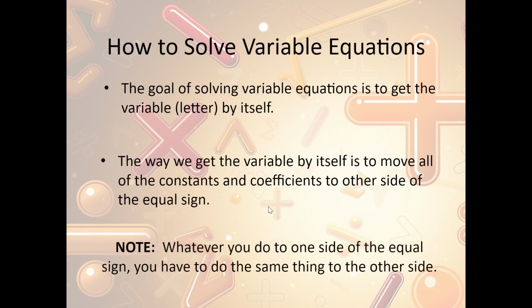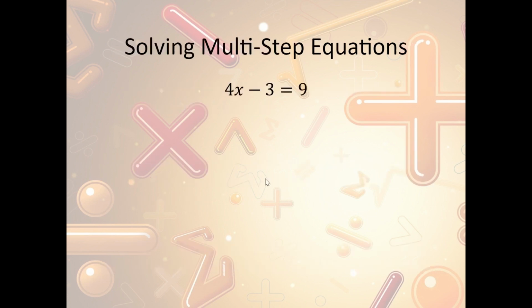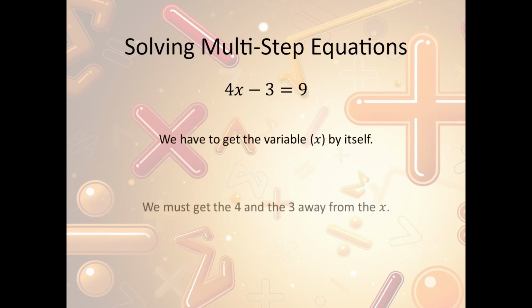Notice that when we do this, whatever we do to one side, we have to do to the other side. So if we subtract 2 from the left, we have to subtract 2 from the right as well. So here's an example. 4x minus 3 is equal to 9. Now, our rule is we need to get x by itself, and we need to get the 4 and the 3 away from the x.